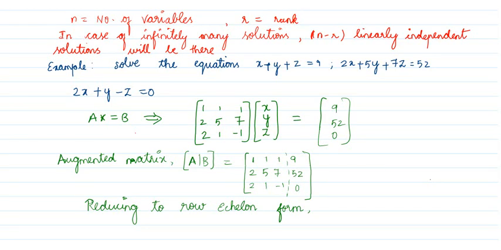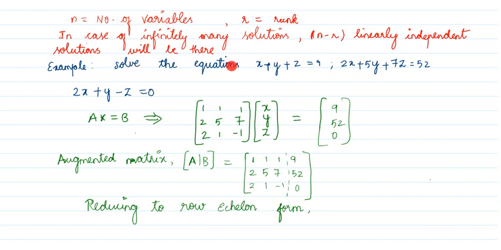Also, we have to note a point: in case of infinitely many solutions, the number of linearly independent solutions is equal to n minus r, where n is the number of unknowns and r is the rank. Suppose there are three variables and the rank we get is 2, so r is less than n. How many linearly independent solutions are there? 3 minus 2, that is 1 linearly independent solution for the system. We'll see some problems based on this.